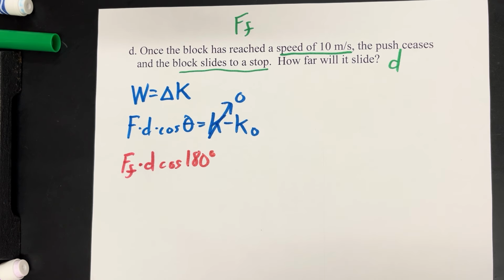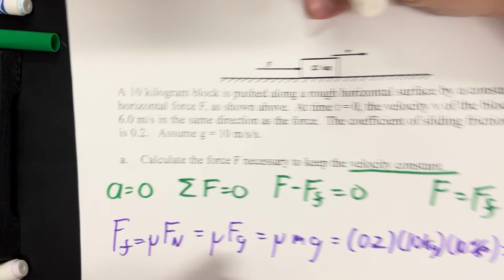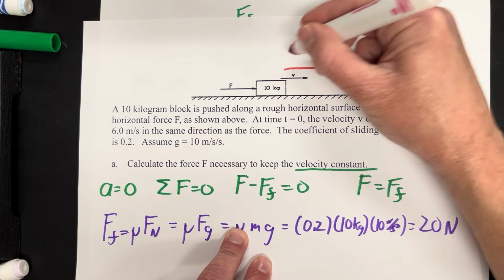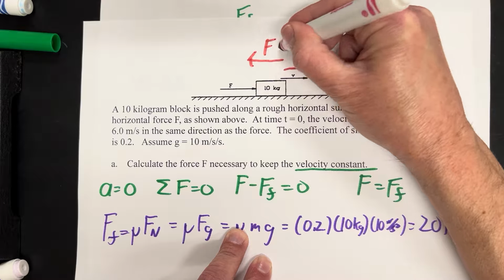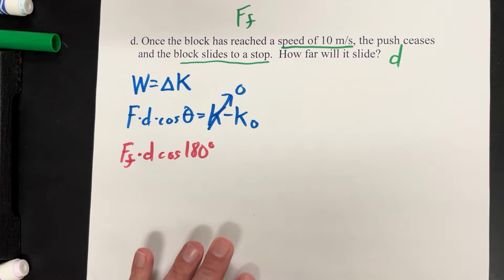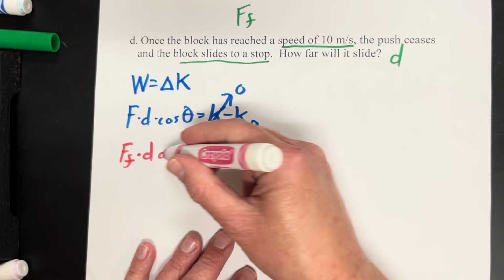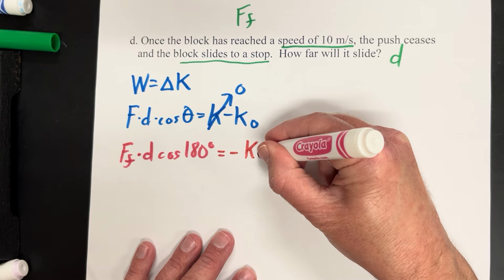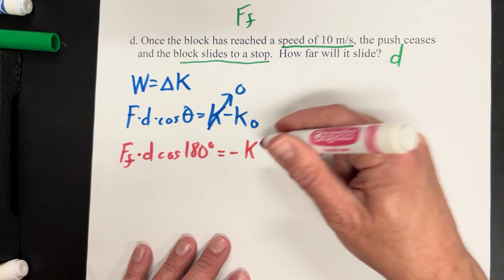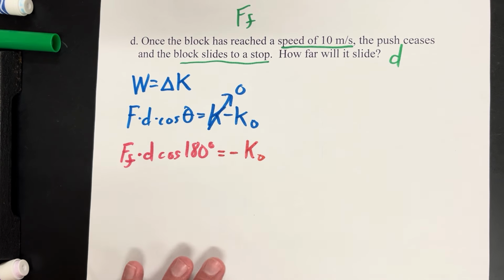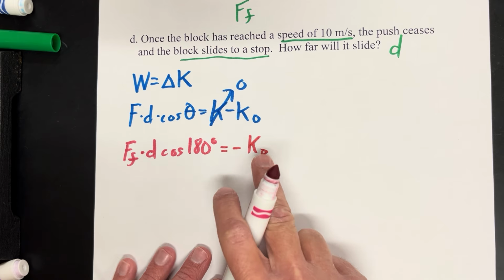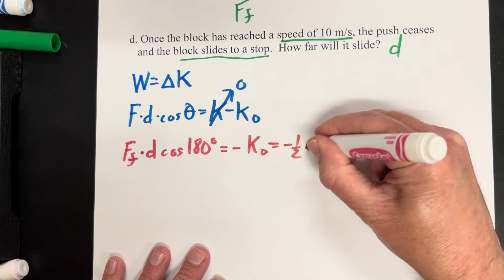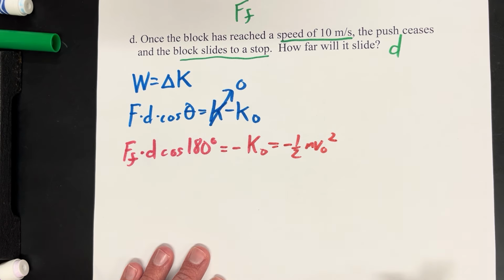The reason for that is, as we stop pushing, the block is going to continue to move this way, but friction is going to be back 180 degrees the other way. So the force of friction times distance times the cosine of the angle has got to be equal to minus the initial kinetic energy. Let's go ahead and plug that in. The initial kinetic energy is 1/2 times mass times initial velocity squared.